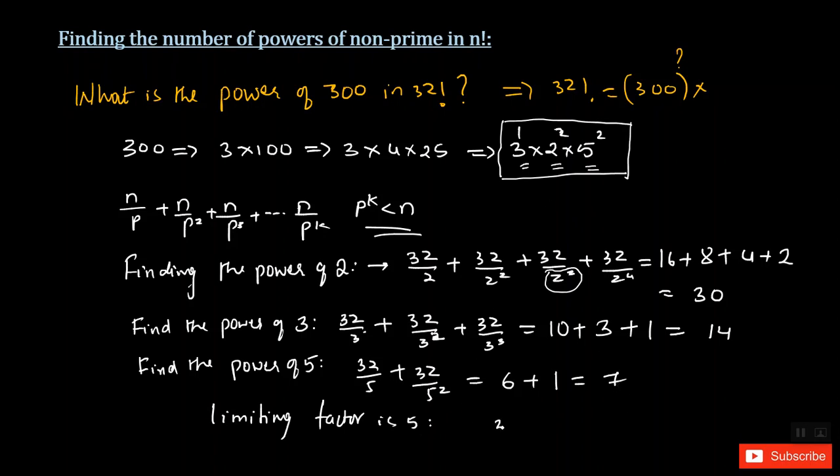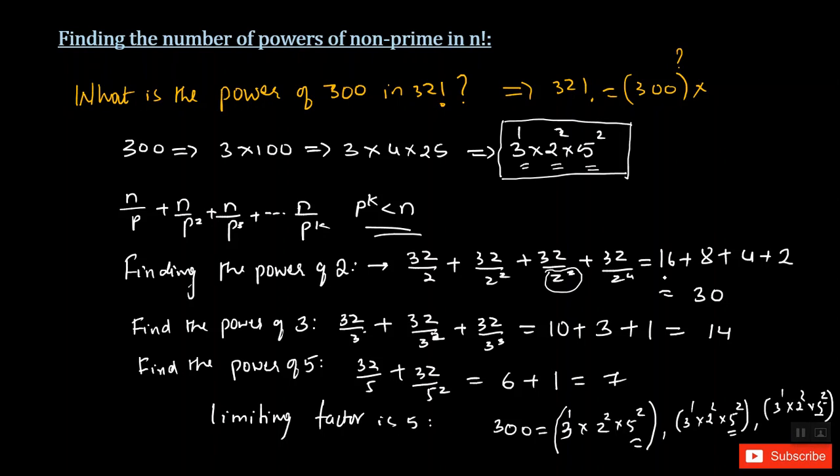So now we know that 300, as we said, should be 3 to the power 1 times 2 to the power 2 times 5 to the power 2. So how many 300s can I make now? If I write it here, 3 to the power 1, 2 to the power 2 times 5 to the power 2, this is one 300 I can make. Another one I can make as 3 to the power 1 times 2 to the power 2 times 5 to the power 2, because I have used two 5s here. Another, let's make 3 to the power 1 times 2 to the power 2 times 5 to the power 2. Again, two 5s used here.